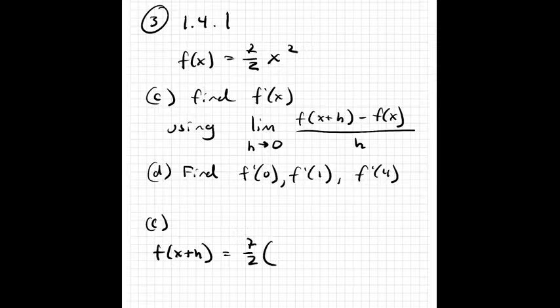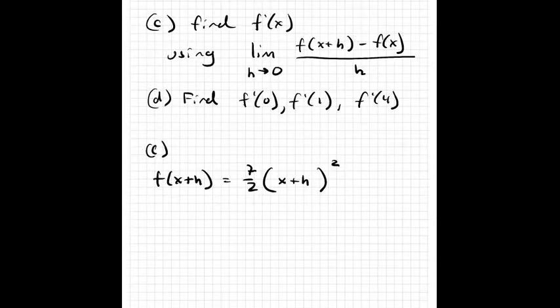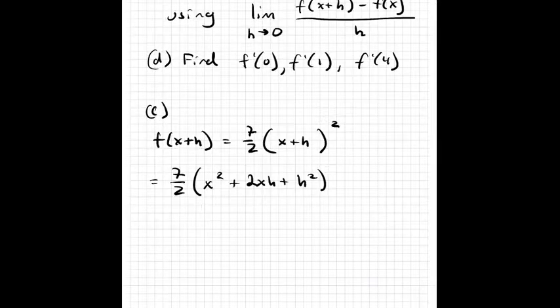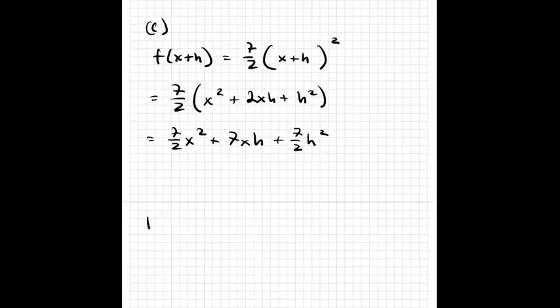Okay, so then let's expand that out. That's going to be 7/2 times x squared plus 2xh plus h squared, right? So ultimately that's going to be 7/2 x squared plus 7xh plus 7/2 h squared, okay? So that's f of x plus h. Now I think we're ready for the limit definition. We've got the limit as h goes to 0 of basically what we just found.